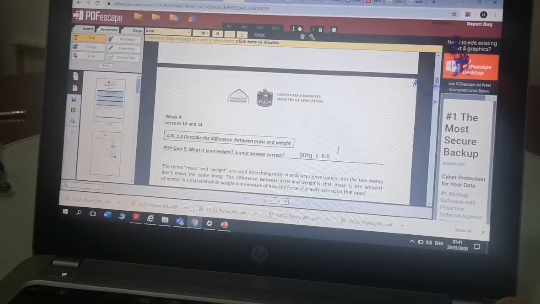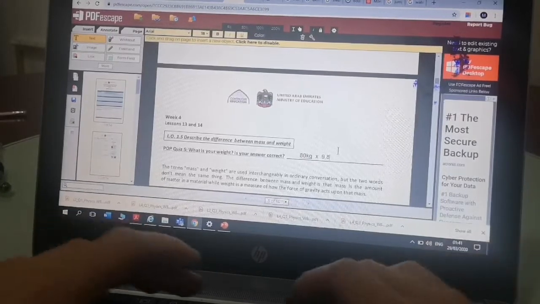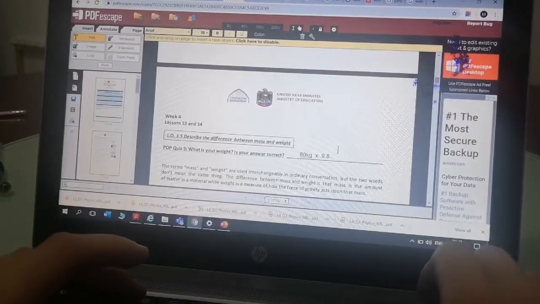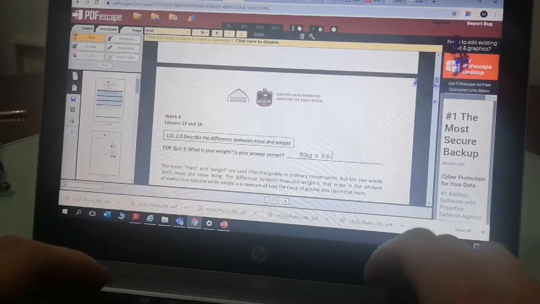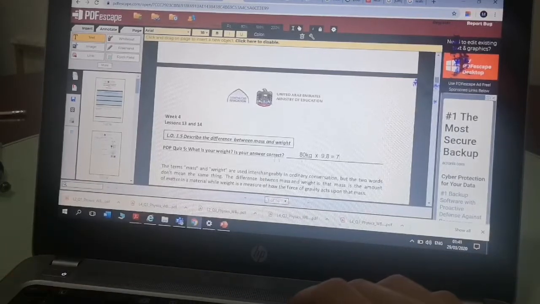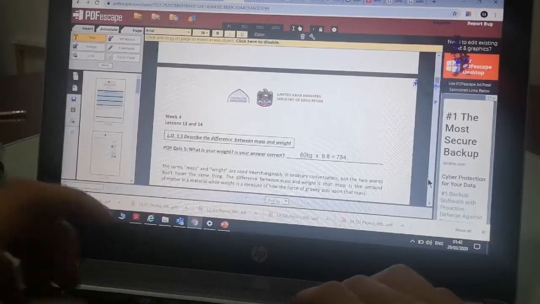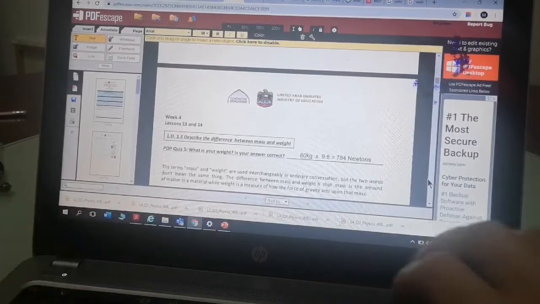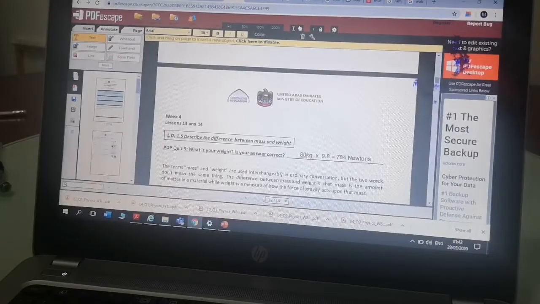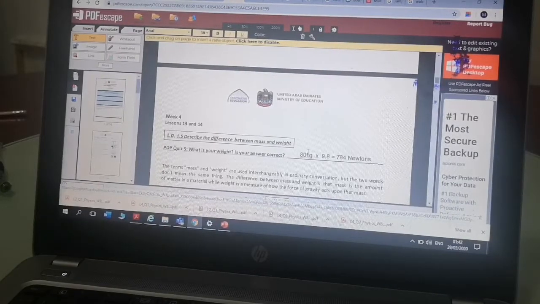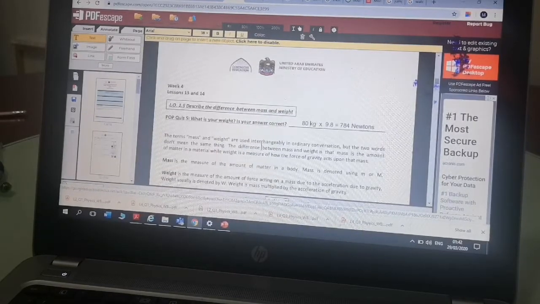So 80 times 9.8 is 784. So your weight, if your mass is 80 kilograms, your weight is 784, and we say newtons. This is the unit for force, like kg, kilogram, is for mass. We'd say newtons for force, or weight.